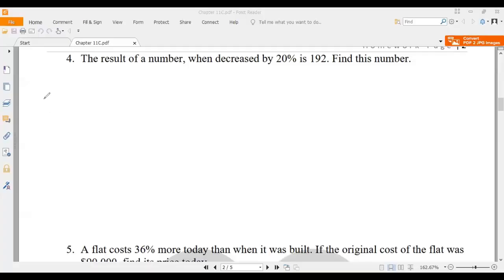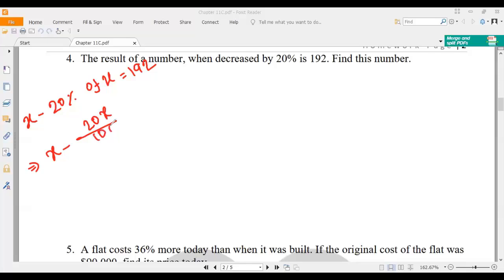Now, question number 4. Question number 4 says the result of a number when decreased by 20% is 192. Find this number. That means the question asks to find out the original number. Like question number 3, we can say let the number be x. When decreased by 20%, x minus 20% of x will give us 192. Now we need to solve. So x minus 20% of x represents x minus 20x by 100 equal to 192.